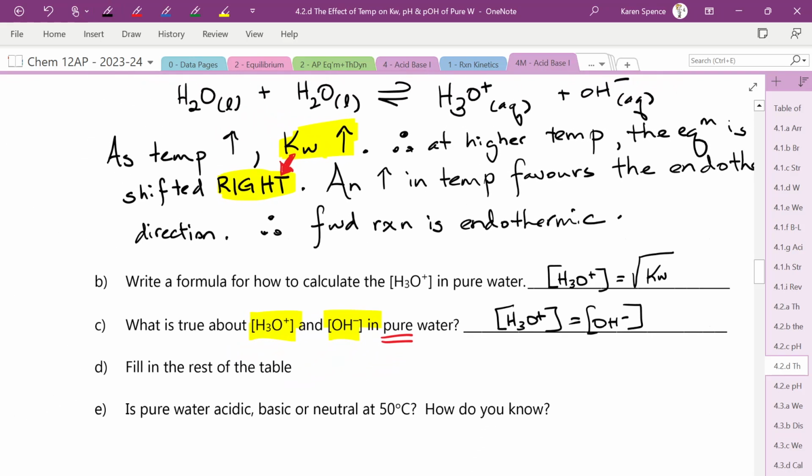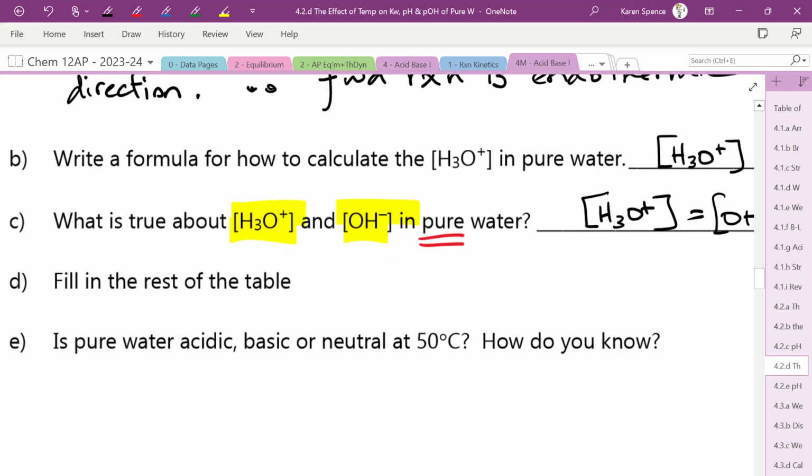Now, what I would like you to do is decide: is pure water acidic, basic, or neutral at 50 degrees Celsius, and how do you know? Tell your neighbor.